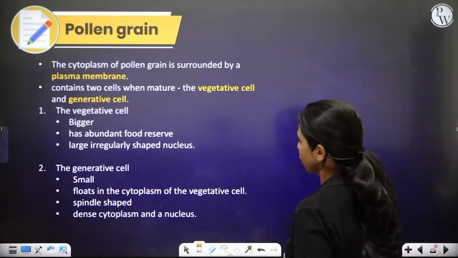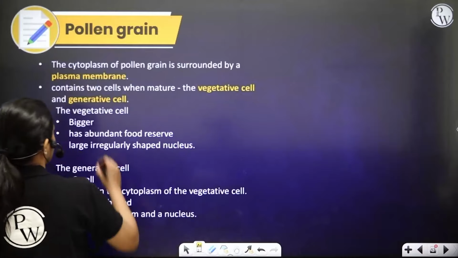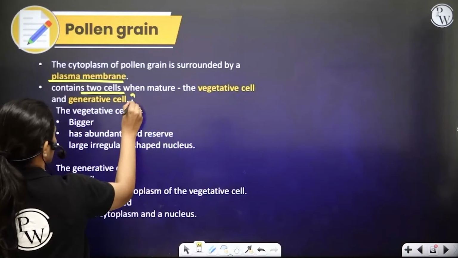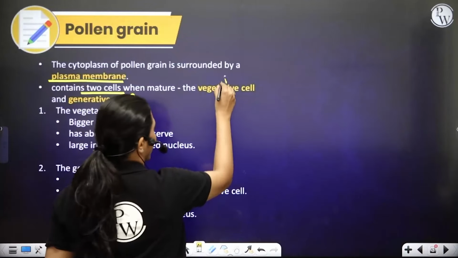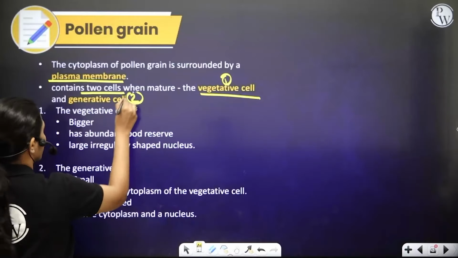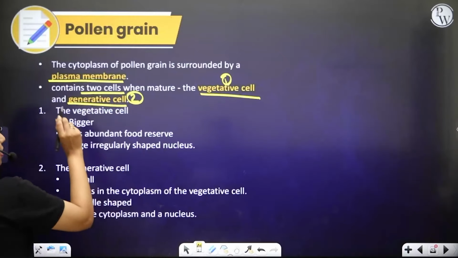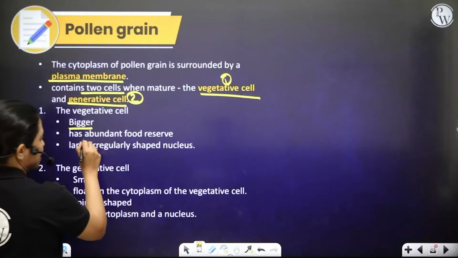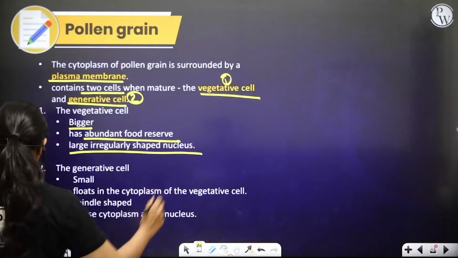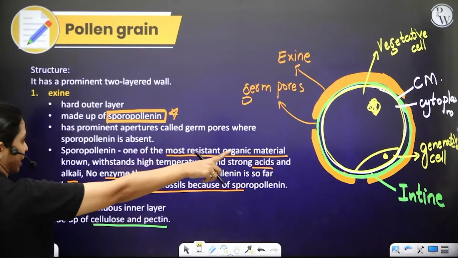Okay, so the cytoplasm of the pollen grain is surrounded by the plasma membrane. It contains two cells when it is mature. One is the vegetative cell and the second one is the generative cell. The vegetative cell is bigger, it has abundant food reserve and a large irregularly shaped nucleus, like I already said.